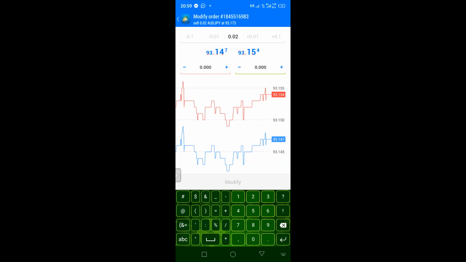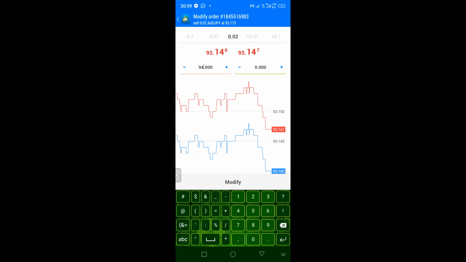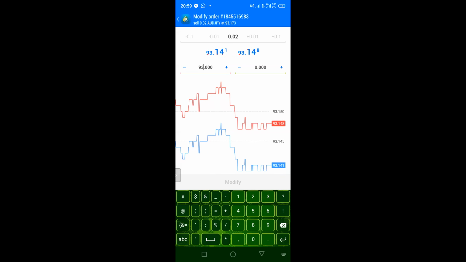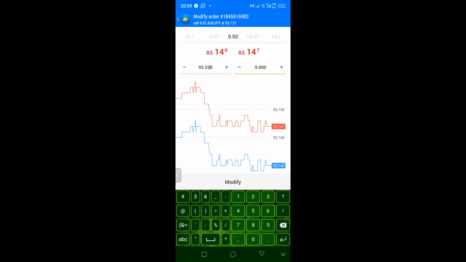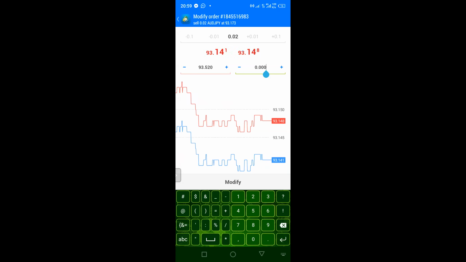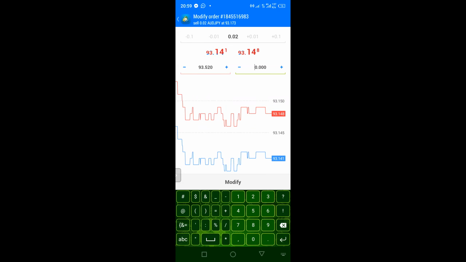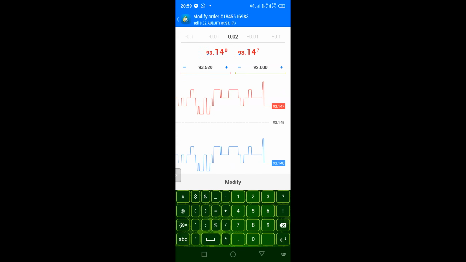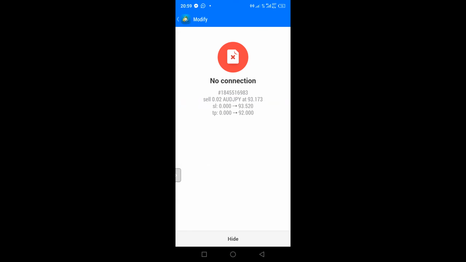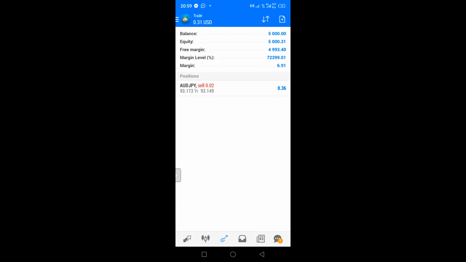So I can put a stop loss at, let's say, 94, or let's say I can put a stop loss at 93.52, right? I can put a TP, never mind, I will explain all of this at the later class. I can put my TP at 92, and I'll click on modify. In place. You can see my stop loss and TP in place.